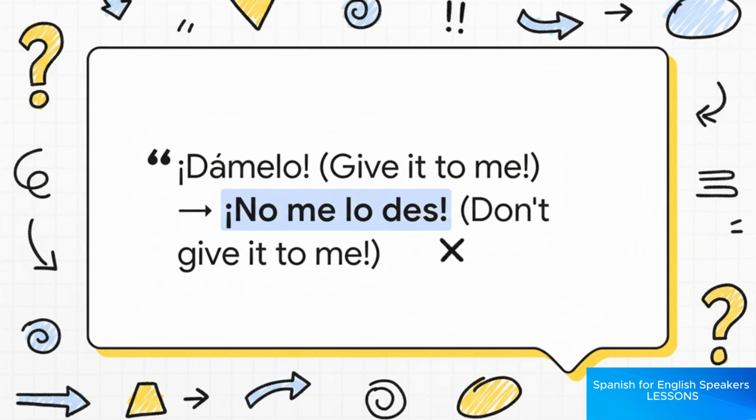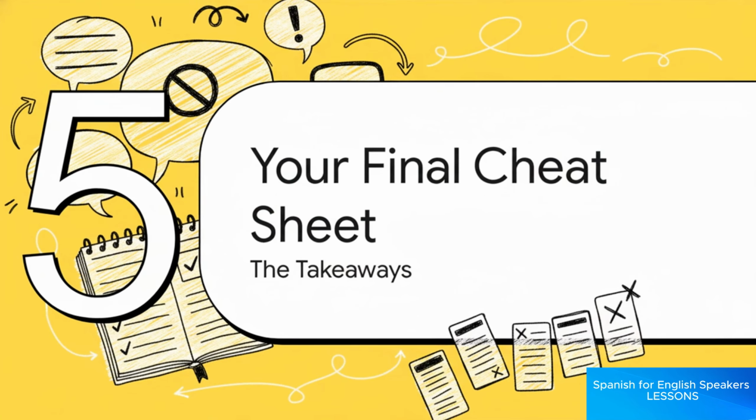Tell it to me is dímelo. Both me and lo are tacked onto the end. But the negative, don't tell it to me, they both jump to the front. No me lo digas. The formula is always the same. No, then your pronouns, then the verb. Phew, okay, we have covered a ton of ground. So let's boil it all down into a final cheat sheet just to make sure everything really sinks in.